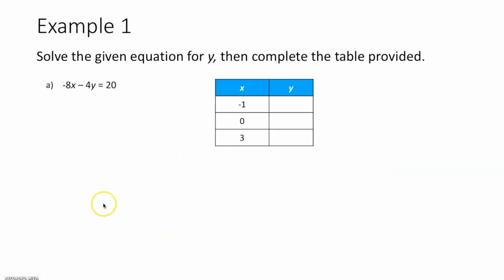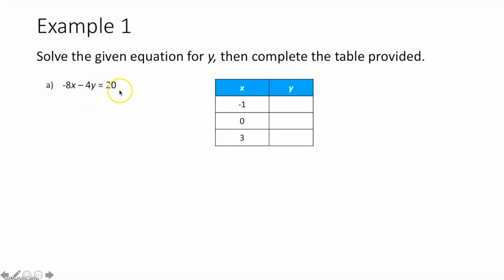Now example 1 says solve the given equation for y, then complete the table provided. So here we have our equation right here. We're going to solve it for y. So again, simplify, move, solve. First, can we simplify this side? No, this has an x, this has a y, so that can't be simplified. And this side is 20, already simplified.